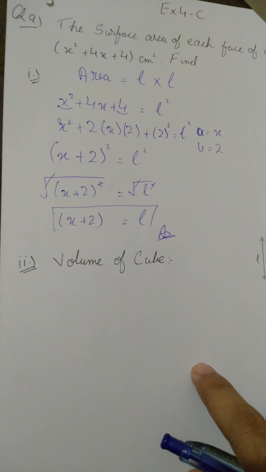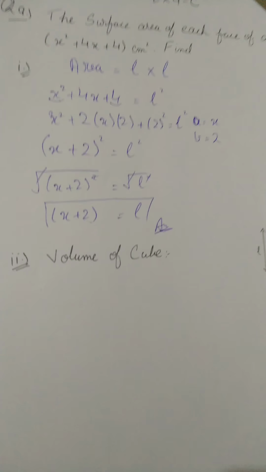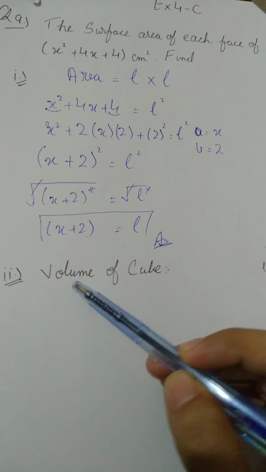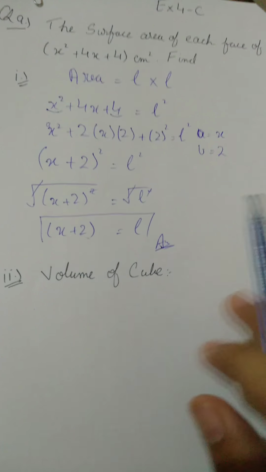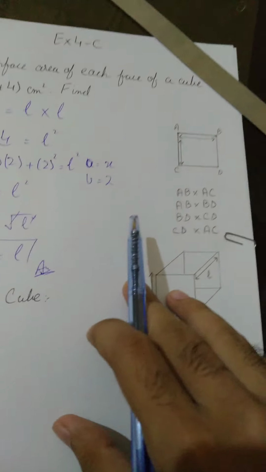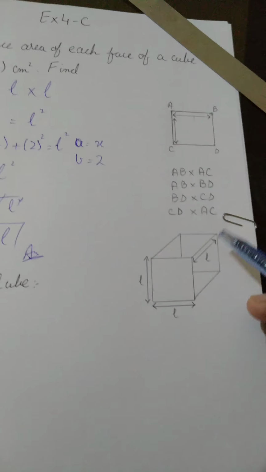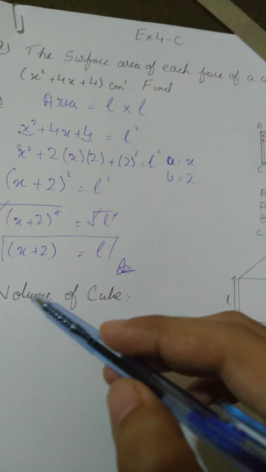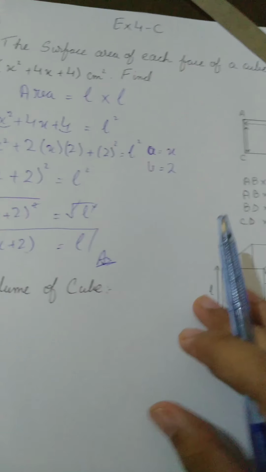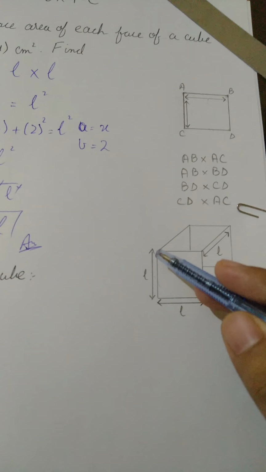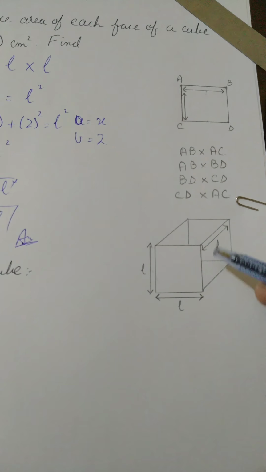Okay, so in this second part I have to find the volume of the cube. When we talk about volume, there are always 3 sides included. In the previous question we needed only 2 sides, so we considered the diagram which had only 2 sides, the 2-dimensional diagram. Now as we are solving for volume, I have to look at the diagram which has all the 3 sides. As you can see, all 3 sides are here.